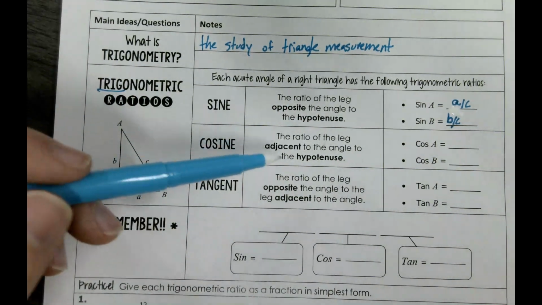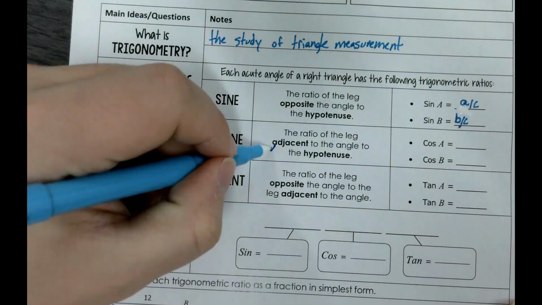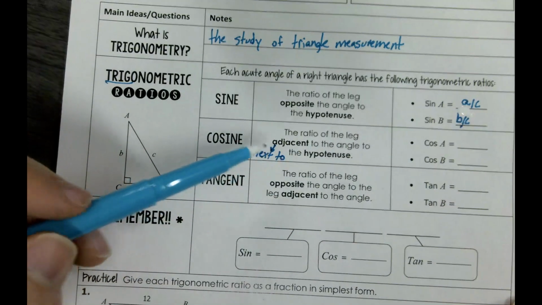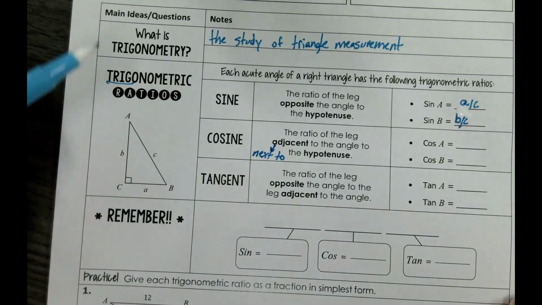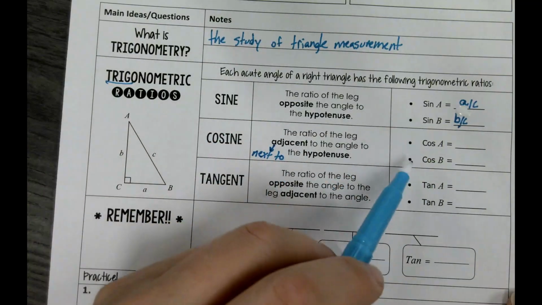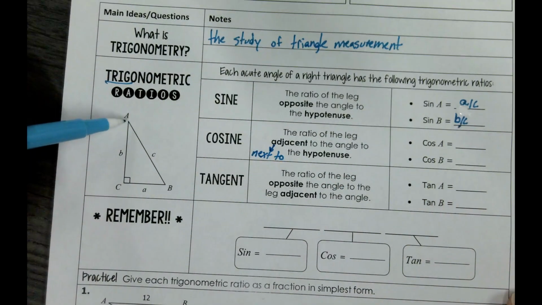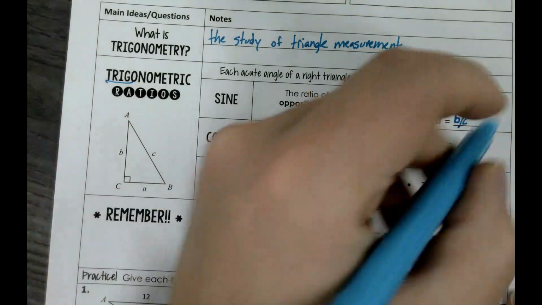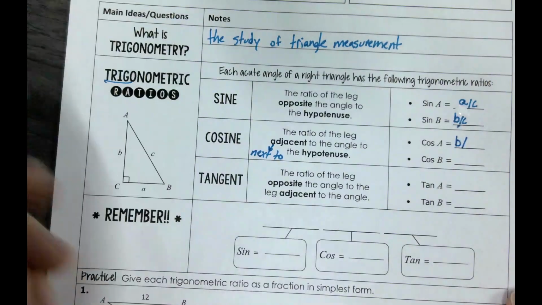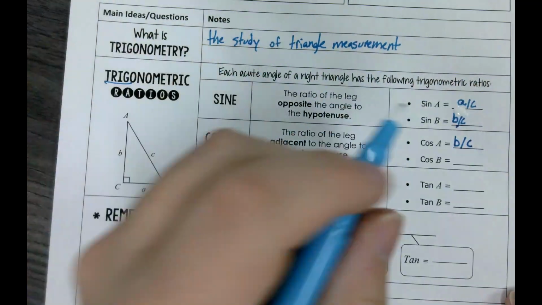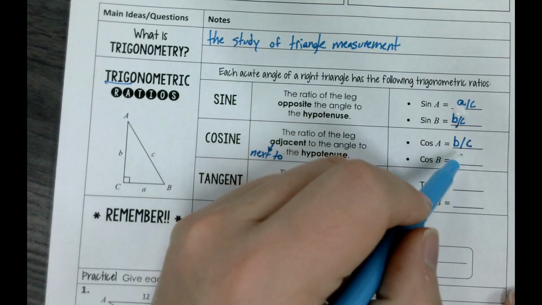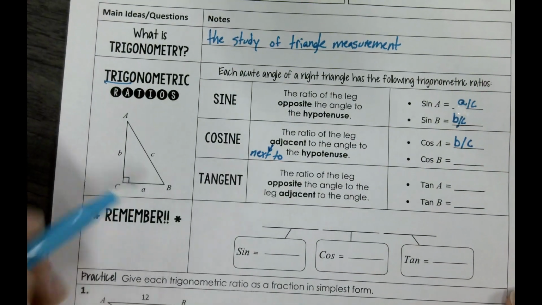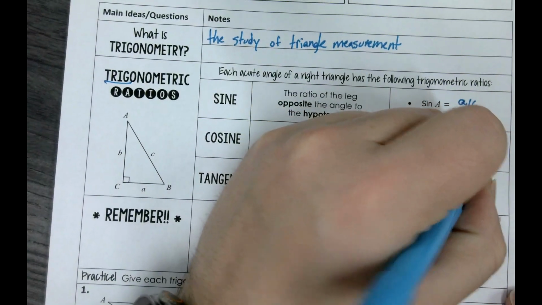Cosine, again, is adjacent over hypotenuse, and adjacent means next to. So the side that is next to my angle. If I'm looking at big A here, the side that's next to it, you could say b or c, but c is the hypotenuse. So it would have to be side b, so b over c. That's the same one we got from sine B. Cosine A is the same thing. If we look at cosine B, adjacent to it now is side a, over c.